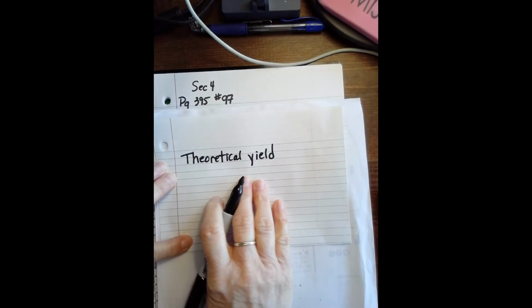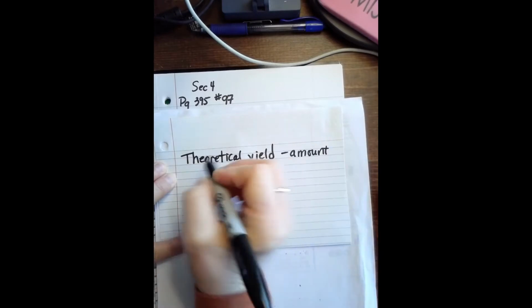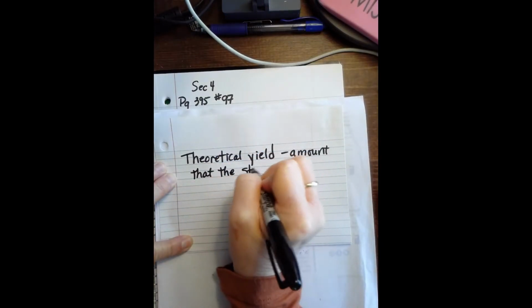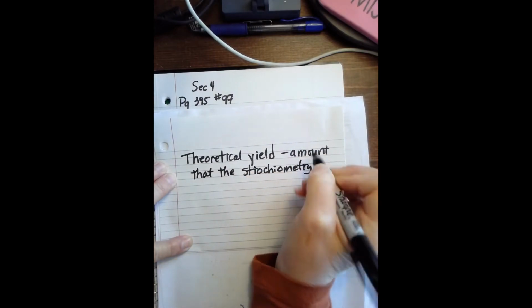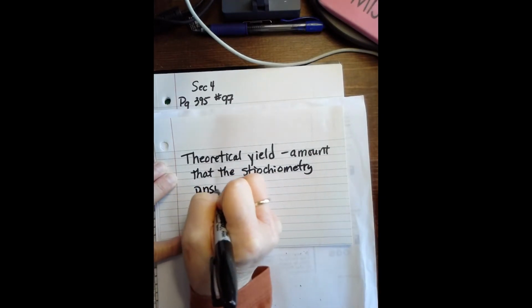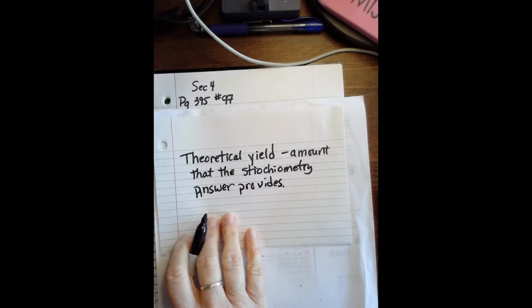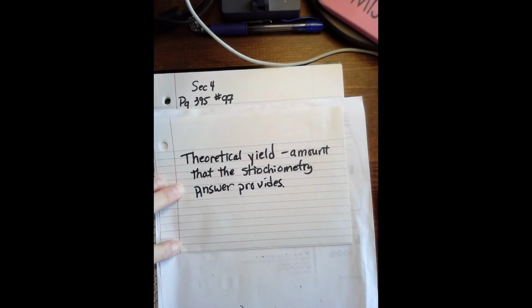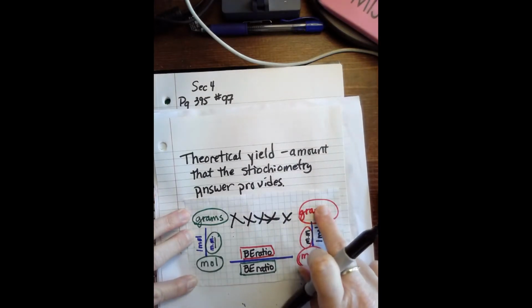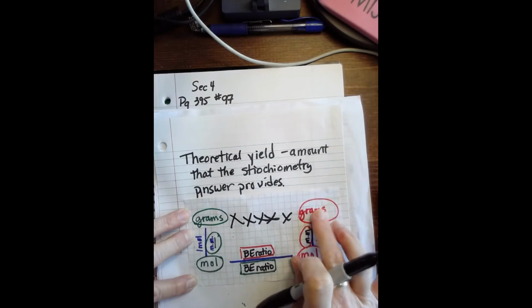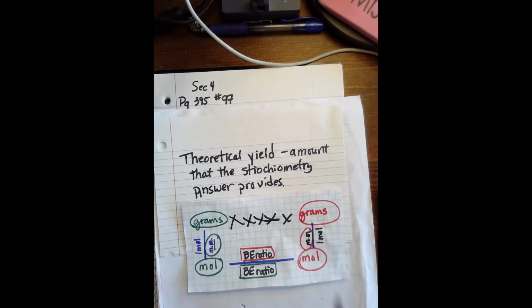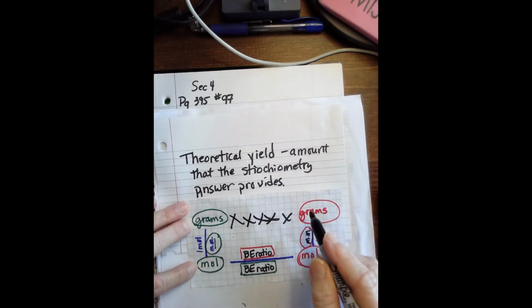Theoretical yield simply means the amount that the stoichiometry answer provides. This means if I'm told I have 25 grams of one reactant and 25 grams of another reactant, and I determine the limiting reactant, and then I do the stoichiometry path from that limiting reactant, then what I get just doing the stoichiometry, that is the theoretical yield. That is, in a perfect world, every bit of that limiting reactant was used, there was excess left over, and I can get a certain amount.